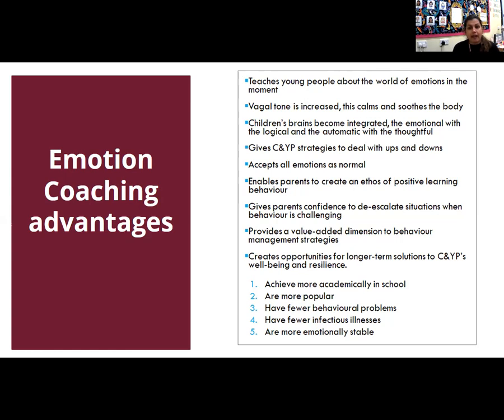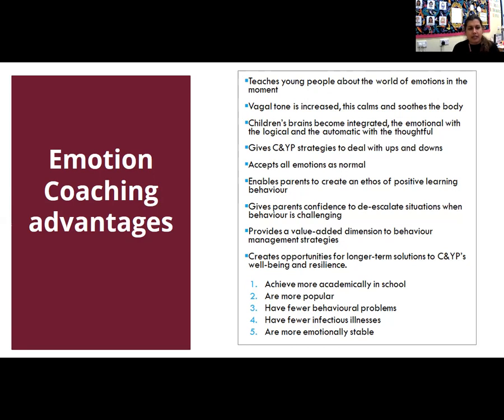We're also enabling parents to create an ethos of positive learning behaviour, and giving them the confidence to de-escalate those challenging behaviours, because they've got a process to follow. It provides a value-added dimension to behaviour management strategies, because we're using our other techniques as well as our emotion coaching to support our child.